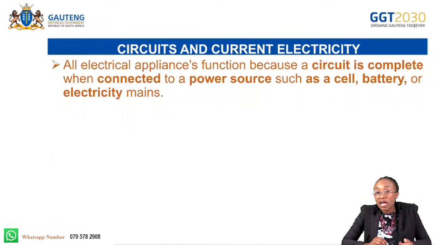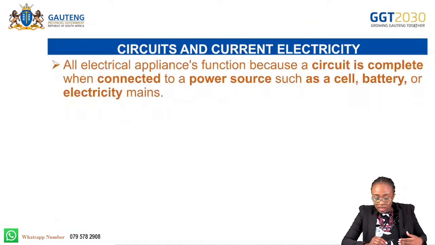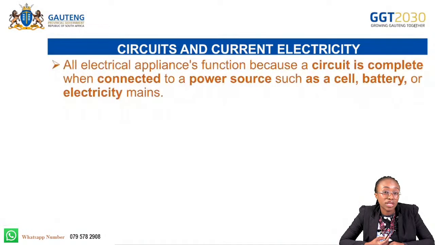Now, electric appliances function because it is a circuit. Always know that it is a circuit. So, electrical appliances function because the circuit is complete when connected to a power source, whether you are using a torch and you put cells inside the torch, or you are plugging in your kettle to the mains. It is a circuit, and once it is connected to a power source, it is a complete circuit.